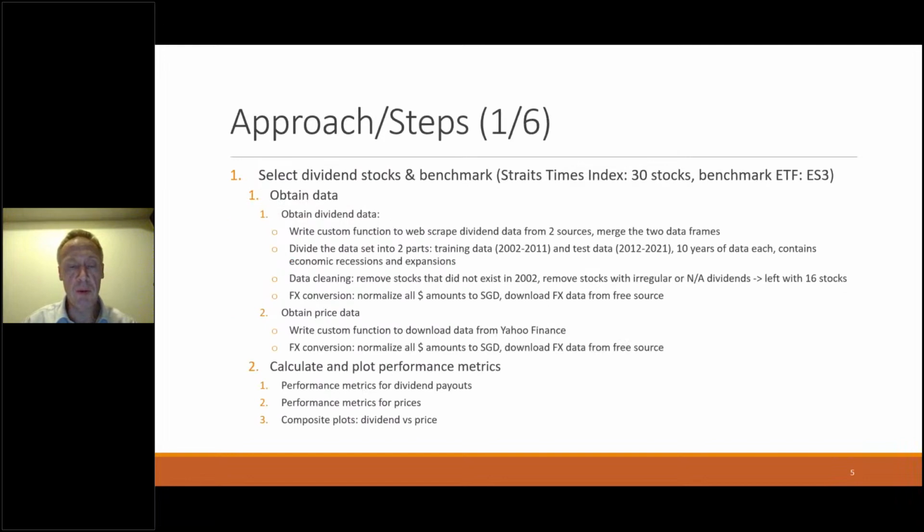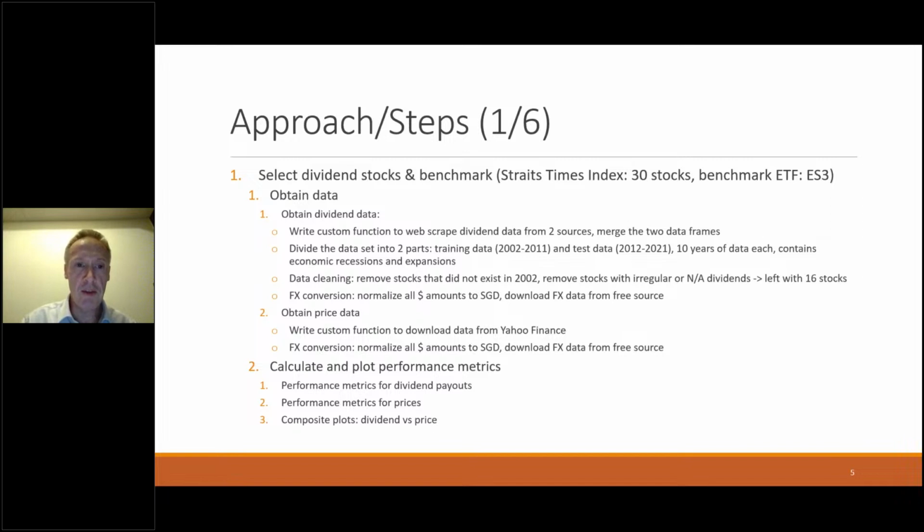Okay, what approach did I take? And I will show you some results later. So basically, first, you need to select stocks that return dividends, and for which an index or an ETF exists that you can use as a benchmark.